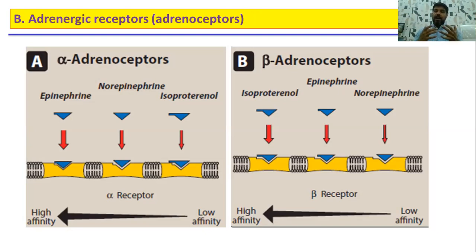And you can see these receptors vary in terms of affinity and potency. Epinephrine, and to a lesser extent norepinephrine, have high affinity for the alpha adrenergic receptor. However, for the beta adrenergic receptor, isoproterenol demonstrates high affinity.